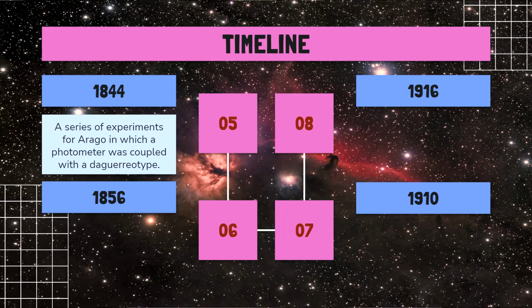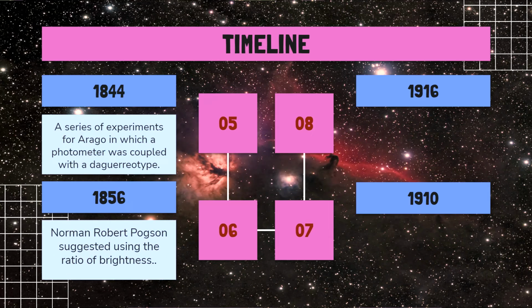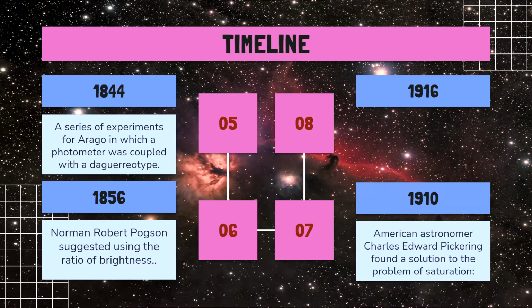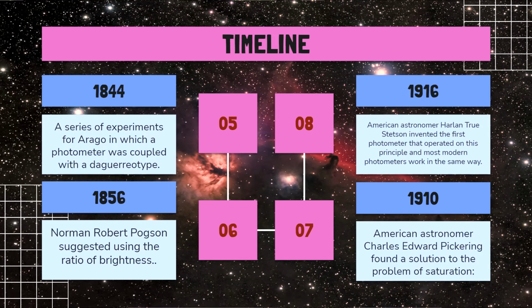In 1856, Norman Robert Pogson suggested using the ratio of brightness. In 1910, American astronomer Charles Edward Pickering found a solution to the problem of saturation. He proposed to measure the amount of light passing through the object's image on the plate rather than its diameter. In 1916, American astronomer Harlan True Stetson invented the first photometer that operated on this principle, and most modern photometers work in the same way.